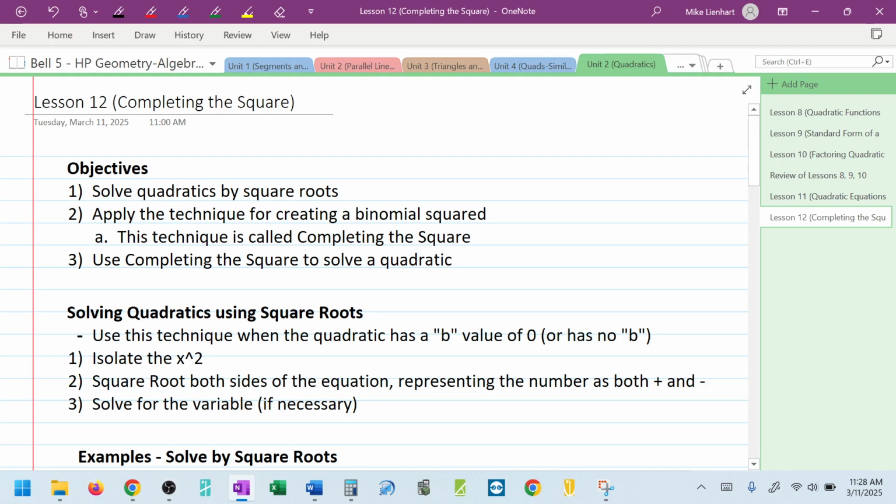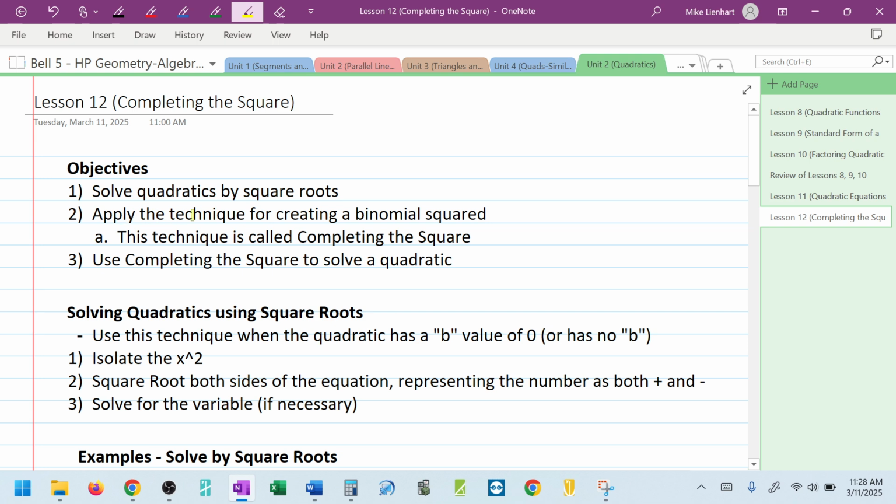This video is about a technique used to solve quadratics known as completing the square. So we've got three objectives here. Number one, can we solve quadratics by square roots? We have to make sure that we understand how to solve by square roots in order to do this technique called completing the square.